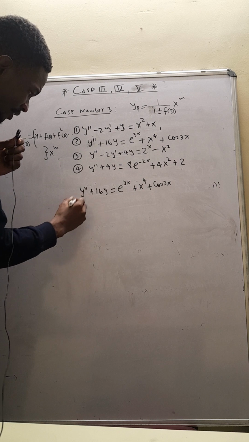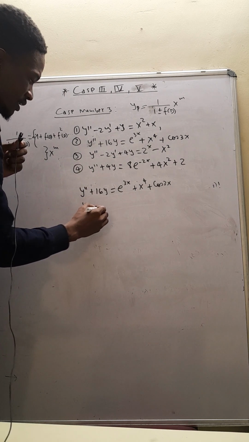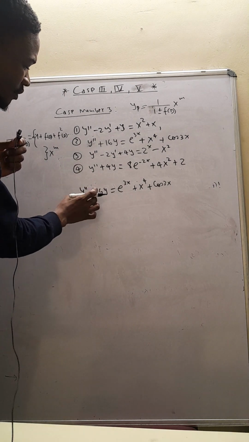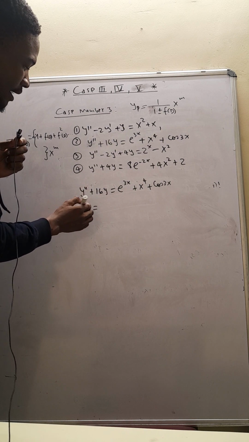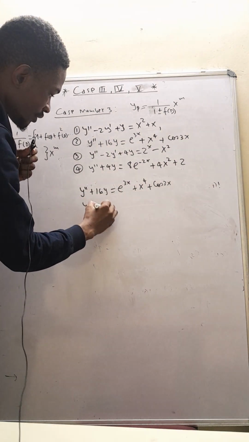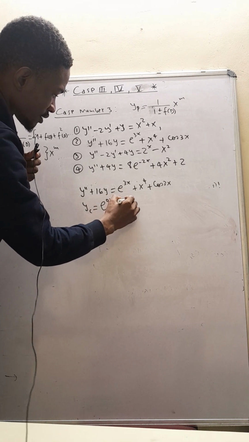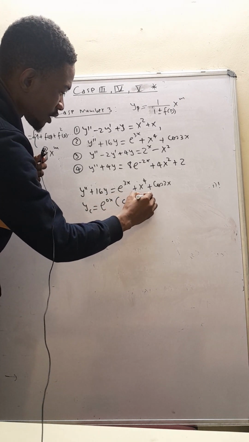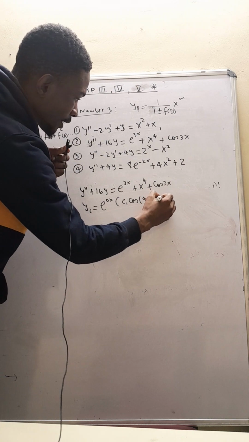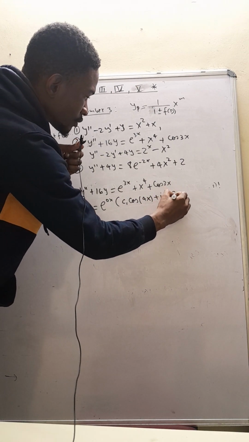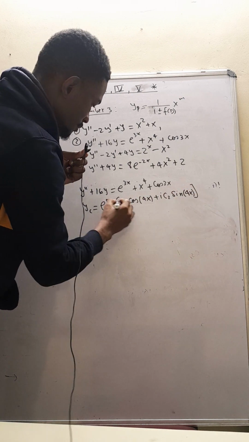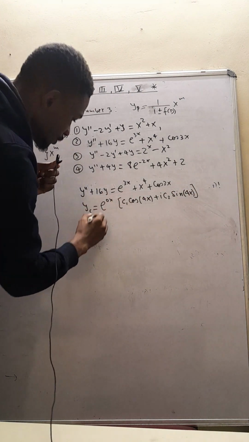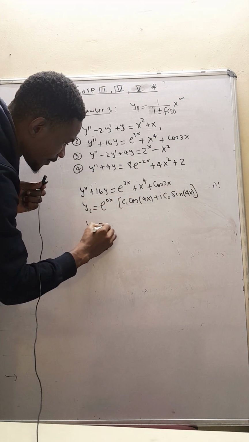Now see here, we know that directly I can find yc. yc here will be e raised to 0x, c1 cos of 4x plus c2 sin of 4x. This is yc.